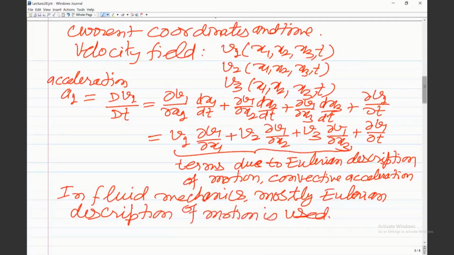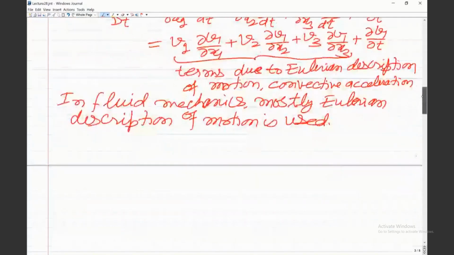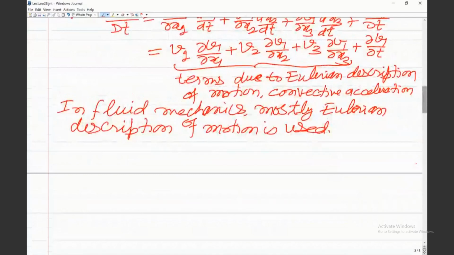So yeah, now just with this basic introduction to Eulerian description of motion and Lagrangian description of motion. Yes, please. So like you said, in A1 we have the first three terms which are due to Eulerian description. Can you tell us again?